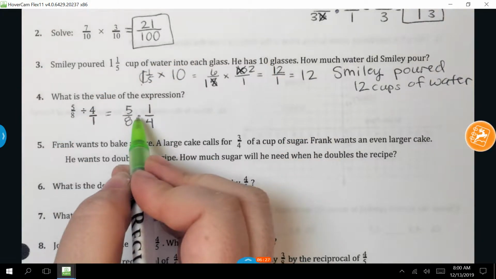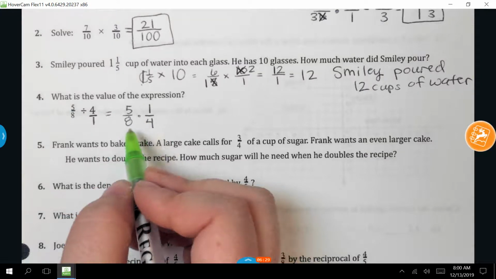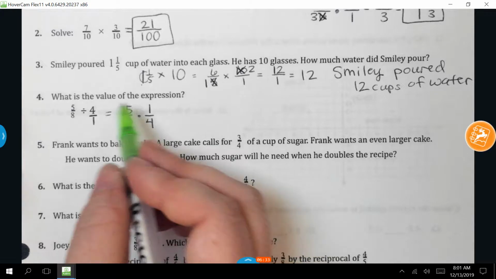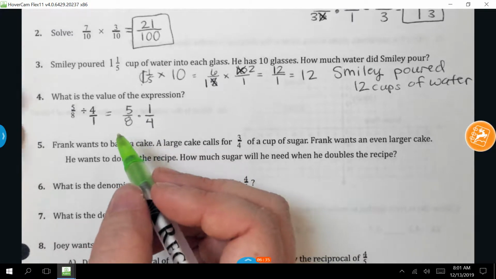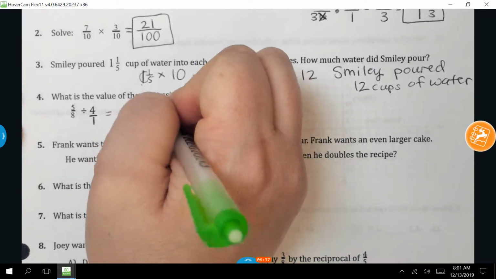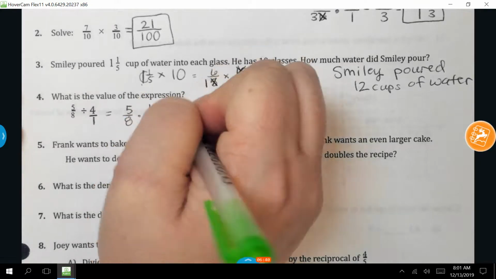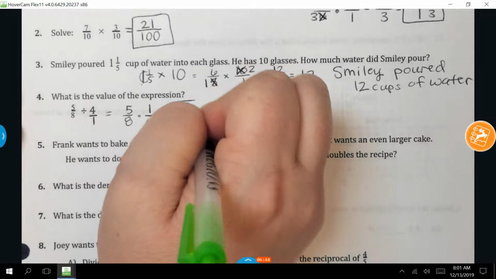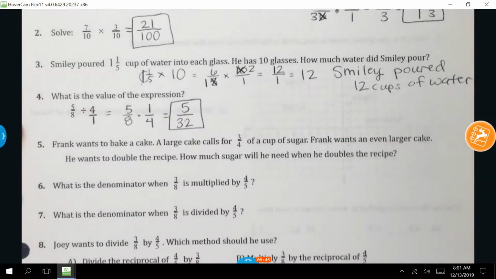Now that it says multiply, I can try to simplify, but now can I simplify those two? No, because they're on the same level. Is there anything else, though, that will simplify? No. So on the top, I get 5. On the bottom, 32. So my answer is just 5 over 32.